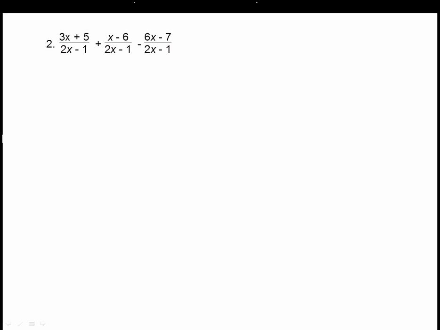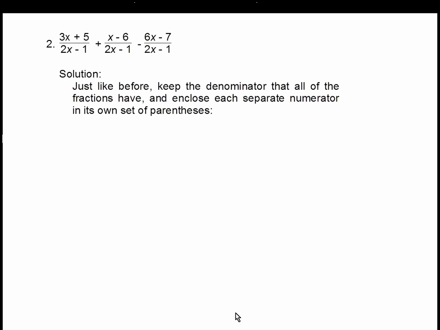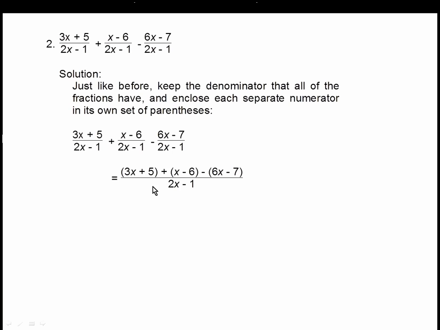So I'm going to write each individual numerator in parentheses, so that way I'll remember to distribute the minus sign. So again, enclose each separate numerator in its own set of parentheses. So there's the 3x plus 5 in parentheses, plus x minus 6 in parentheses, minus 6x minus 7 in parentheses, all over the common denominator.